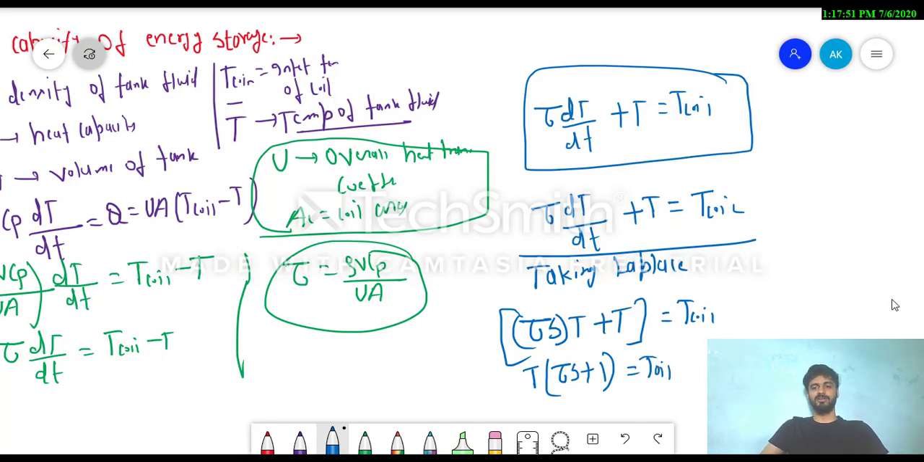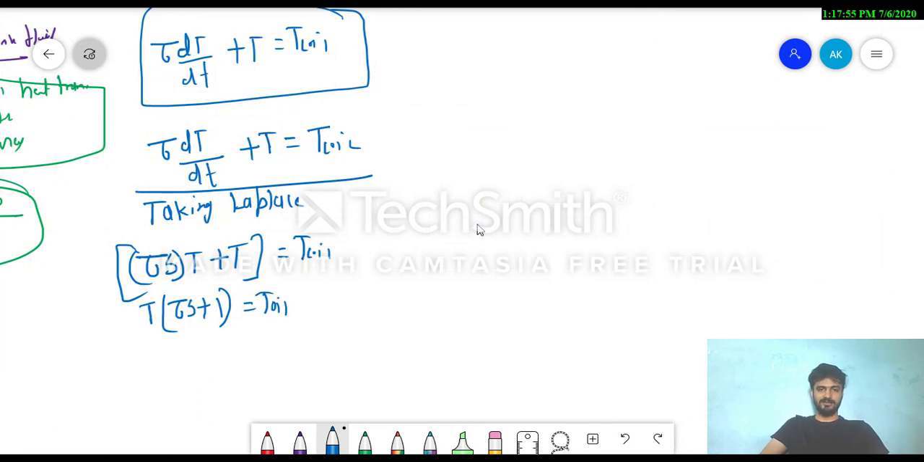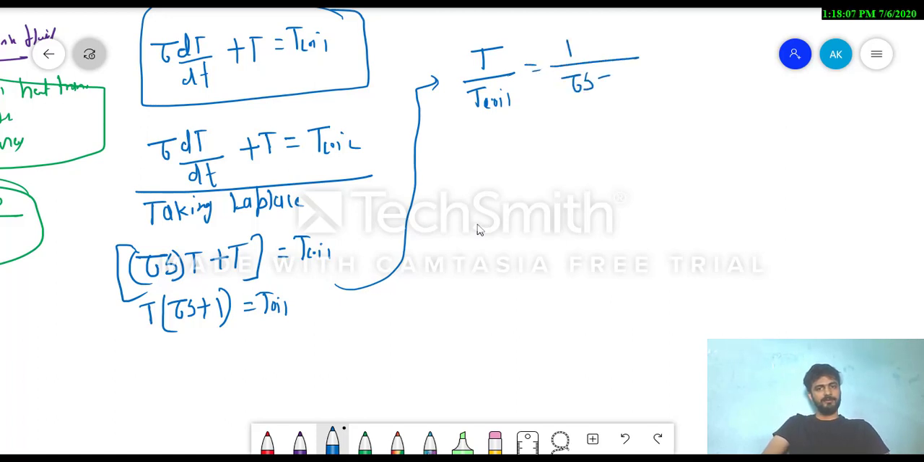I am writing all the things in deviation variables, and not writing it separately. From here you will get T upon T coil equals 1 upon tau s plus 1. So this is your transfer function.